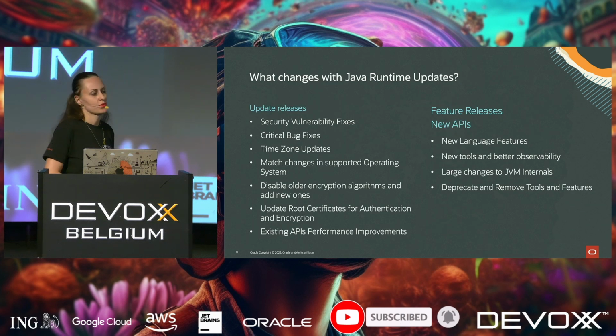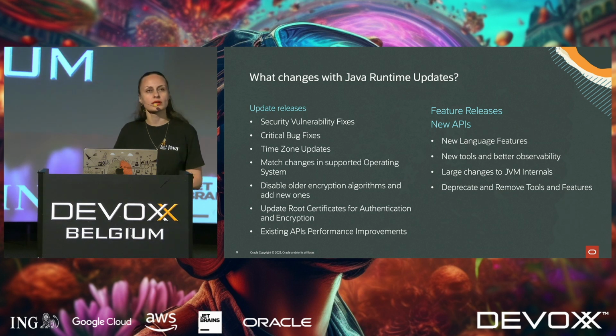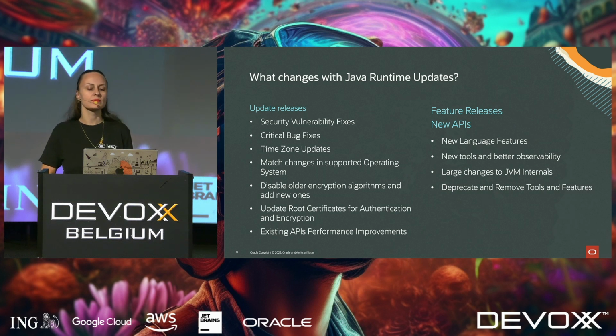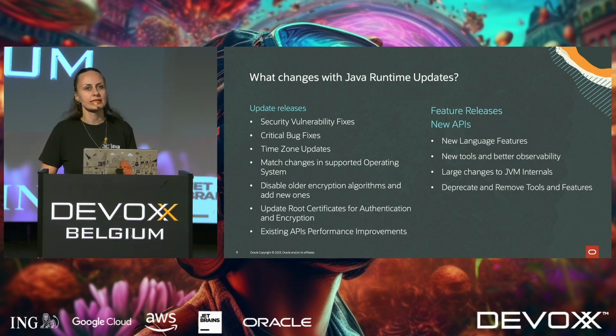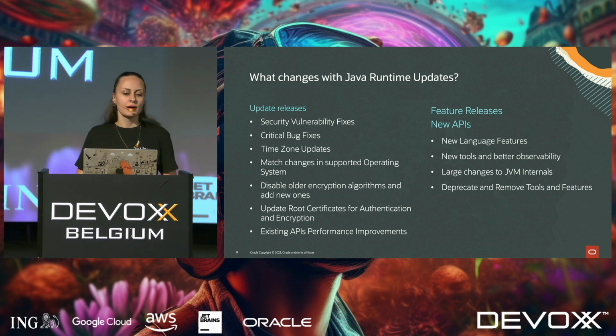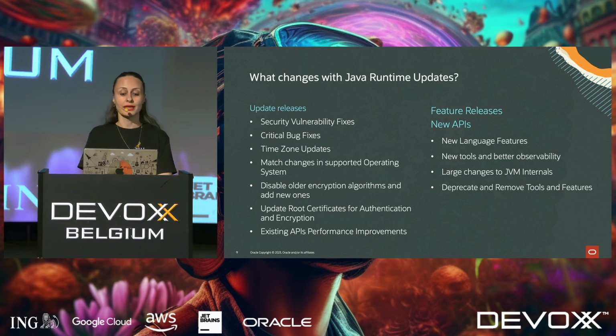What changes with every Java runtime update? There are two types of releases. There's one called the update release, and the update release usually contains only what is required for your application to keep running. Usually they contain critical bug fixes, security updates, and other important things to keep your application running with the existing version that you already upgraded to.